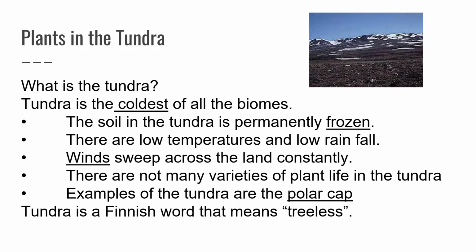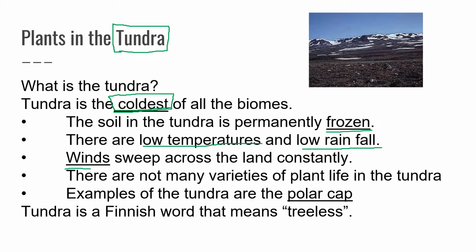Next category we're going to talk about is the tundra. Before I get into the adaptations for plants in the tundra, I want to briefly review what the tundra is. This is the coldest of all the biomes. We've talked about it a little bit before, but it's good to know. The soil in the tundra is permanently frozen, okay? Because it's so cold in these areas, any of the water that is in the soil is typically frozen pretty much constantly. There are very low temperatures and also very low rainfall. It doesn't rain a whole lot in the tundra. I would assume if it does, it would snow, but still, it doesn't rain very much.